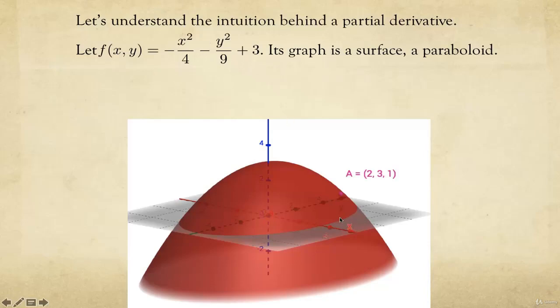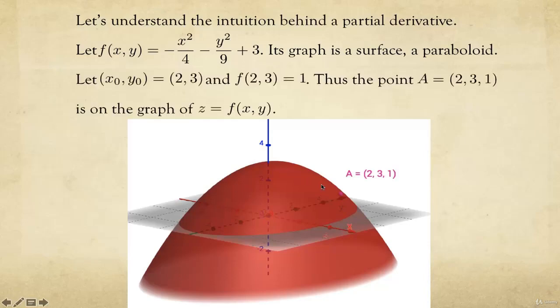So for example, here's (2, 3) on the floor, on the gray plane. And then the function gives you the value 1, so that's the height. So this is the graph of all the heights of the function. So (2, 3), and then the function output is 1, therefore this point is (2, 3, 1).